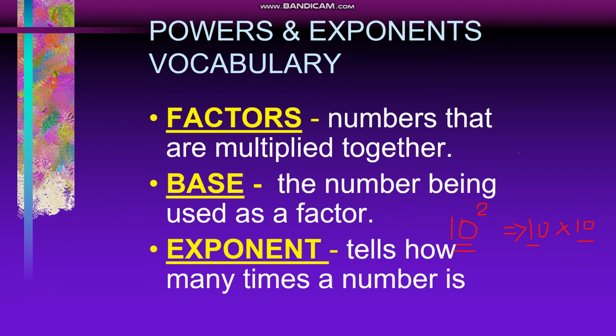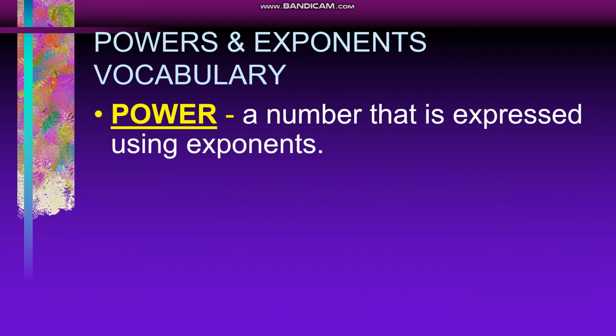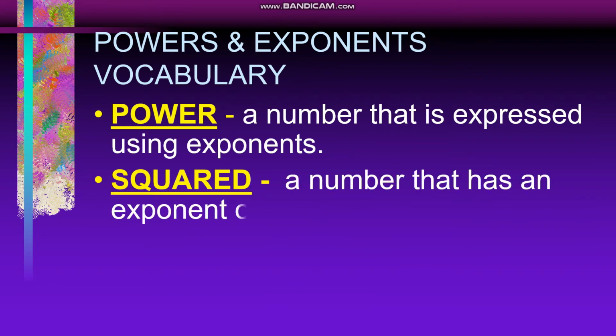Exponent. When we say exponent, it tells us how many times a number is used as a factor. For example, we have 10 squared, so 2 is the exponent, and it tells us that the number is used as a factor 2 times. That is what we call an exponent. Power is a number that is expressed using exponents. Squared is a number that has an exponent of 2.